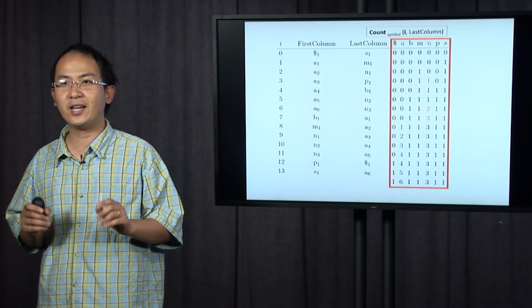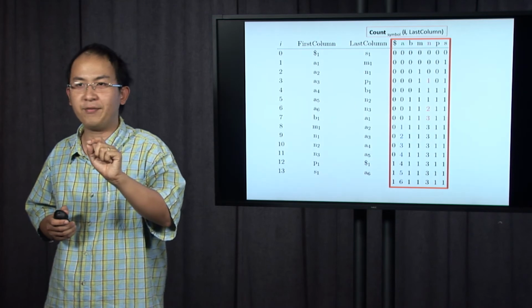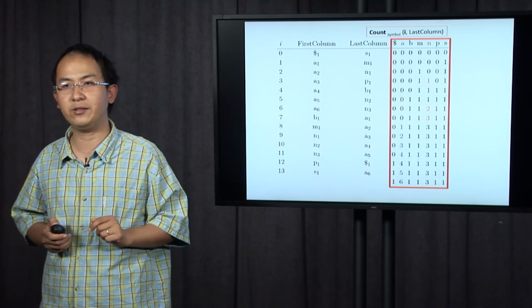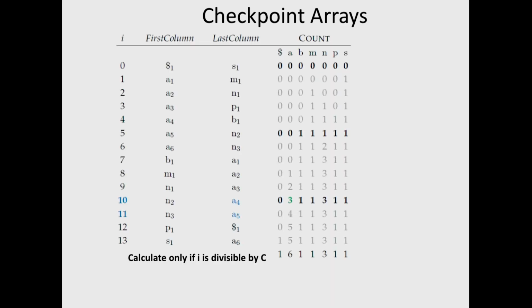But you notice that I store too much information here. We don't have enough memory to store that much information. So there should be a way to bypass this problem. This is the checkpoint arrays approach. Instead of storing the whole count matrix, now we just store the rows of this matrix, the row I, if it is divisible by a constant C.